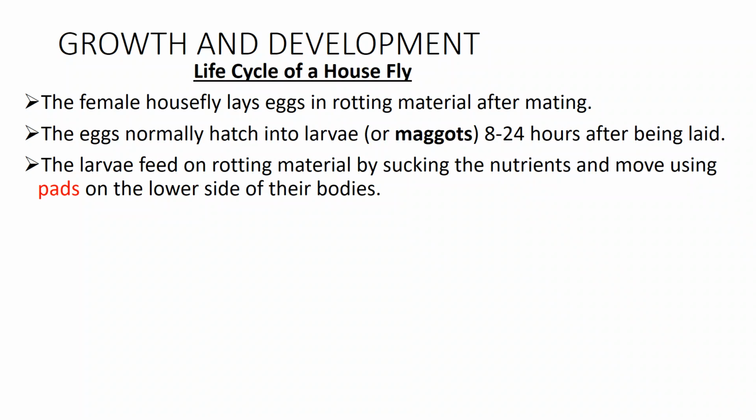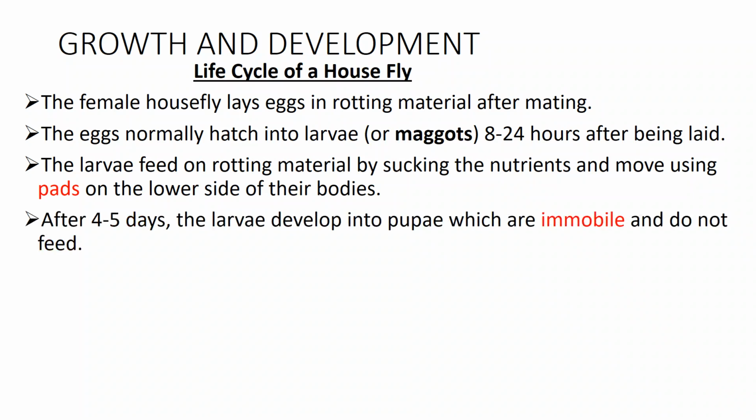So why do they move? If they have finished all the nutrients where they are, they have to move to another part of that rotten material so that they can feed there also. So after 4 to 5 days, the larva develops into pupa, which are immobile and do not feed. Okay, so the pupa do not feed and are immobile.